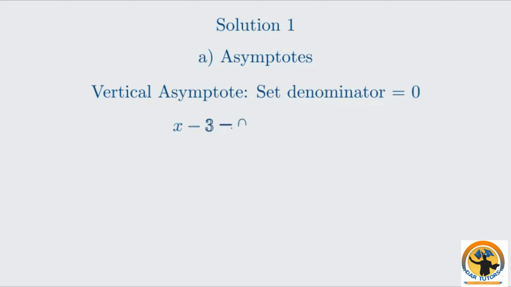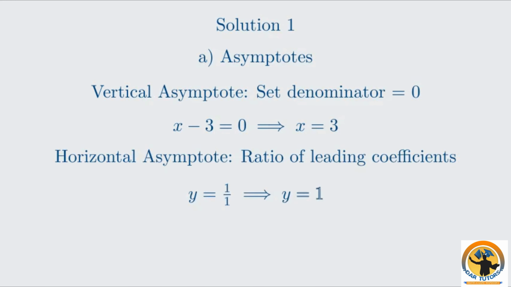Welcome back. Let's walk through the solution together. Part A asks for the asymptotes. The vertical asymptote is found by setting the denominator equal to 0. So x minus 3 equals 0 gives x equals 3. The horizontal asymptote is the ratio of the leading coefficients. Here, the coefficient of x in the numerator is 1, and in the denominator is also 1.